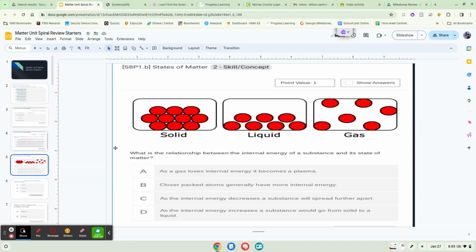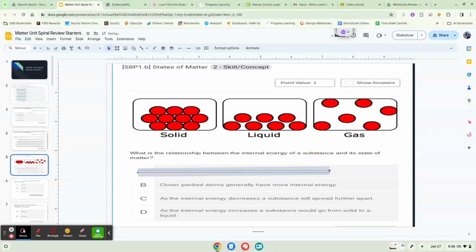Okay, and this is the last question for this week's starters. This was Friday number 2. It says, what is the relationship between the internal energy of a substance and its state of matter? So this was just basically saying which of these statements is true. So let's look at A. As gas loses internal energy, it becomes a plasma. So if gas loses energy, it becomes a liquid, not a plasma. Remember, we have to add heat to gas to get it to plasma. So we can eliminate A.